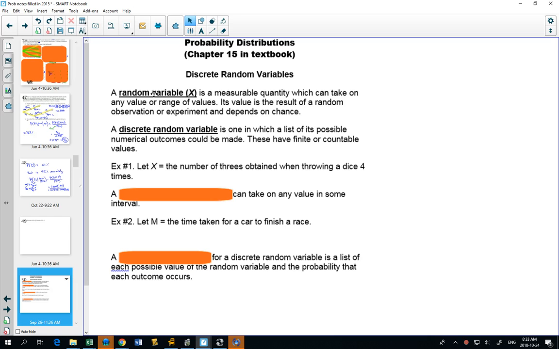Number of threes obtained when rolling a dice 4 times. How many threes could you get? You could get 0. You could roll a dice 4 times and never get a 3. You could be extremely lucky if you were really wanting 3s and get 3s all 4 times. So the total number of possibilities: you could get 0 3s, 1 3, 2 3s, 3 3s, or 4 3s if you conducted that experiment 4 times.